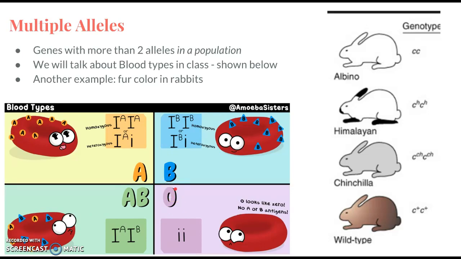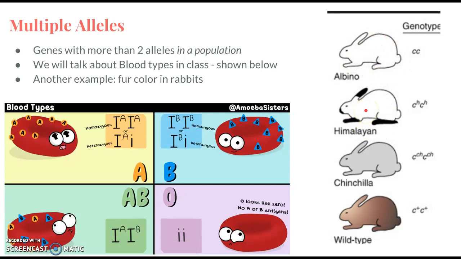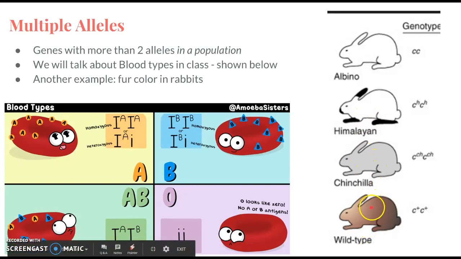I don't want to get into this too much here, just get down what multiple alleles is and that blood types is an example, and we will talk more about this in class together. Also, another example is fur color in rabbits. Instead of just getting a dominant and a recessive, they have 4 different alleles that they could show. They could have the white, they could have the white with black feet and ears, and then this gray color, and then also this brown color.